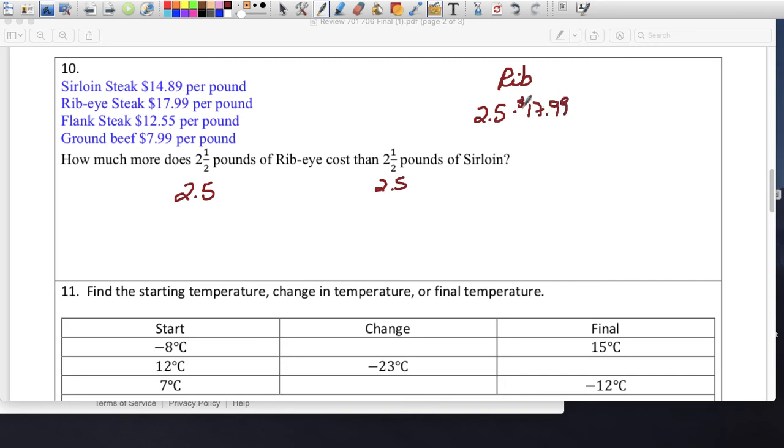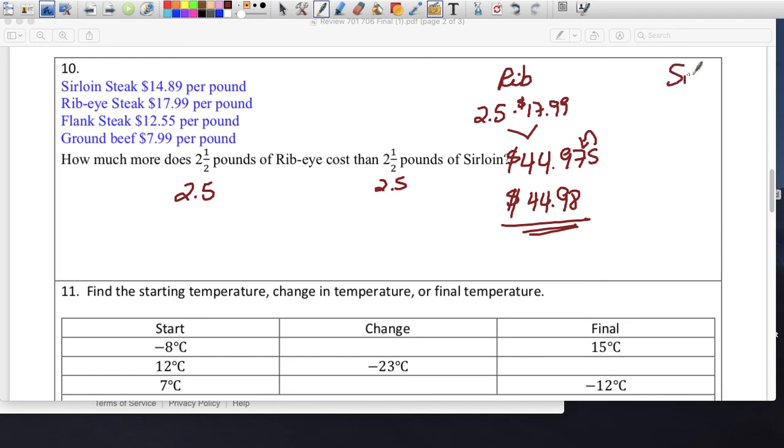Ribeye is pretty expensive. So if I multiply these two, 2.5 times 17.99, in my calculator I get $44.975. So I have to round this, because money doesn't go to three places as far as we're concerned. So this 5 makes this go to 98. So there's the price of my ribeye, 2.5 pounds.